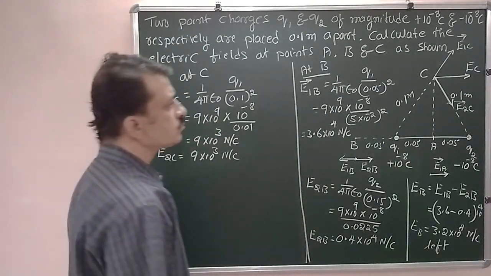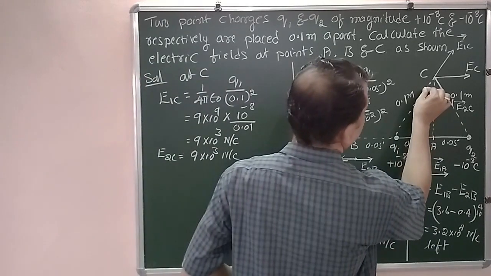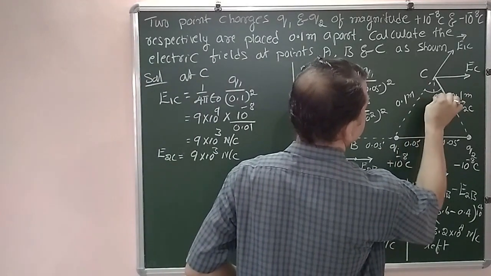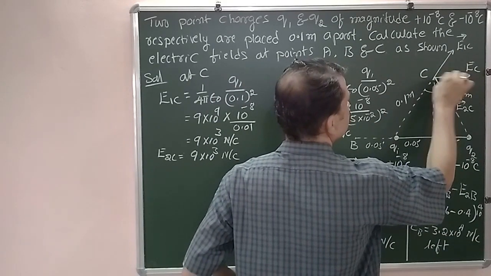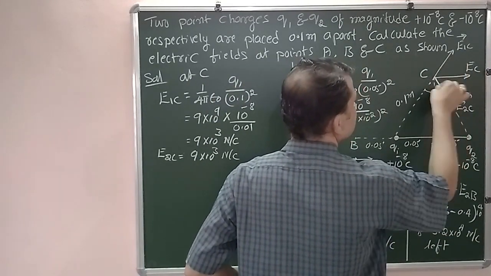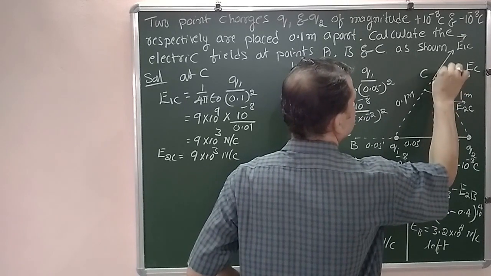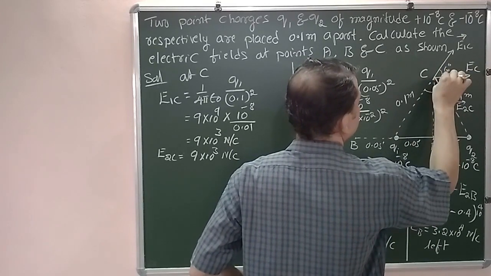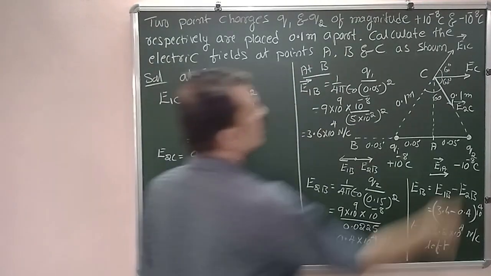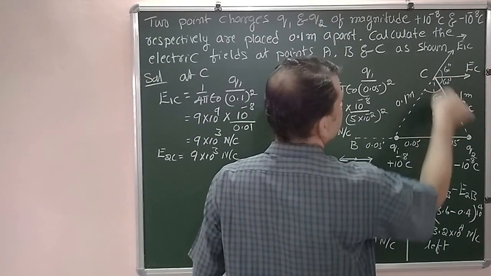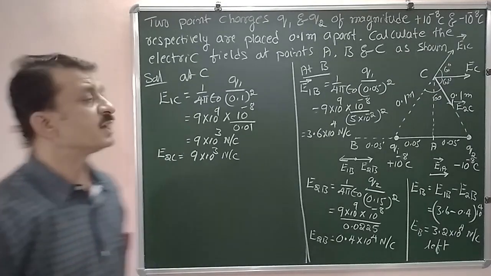We know this angle. Since it is an equilateral triangle, it is 60 degree. Therefore, this electric field is going to bisect them. The total is 120, so this is 60 degree and this one is also 60 degree. In total, the angle between E1C and E2C is 120 degree.